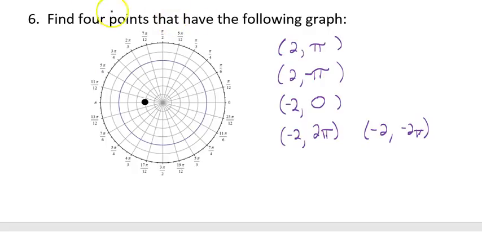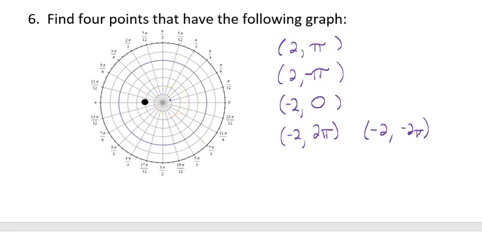When I ask you to find 4 points, I just want 4 different points. I'm giving you a method here, but as long as the 4 points are different but all represent the same location, then you have completed what I'm asking you to complete.